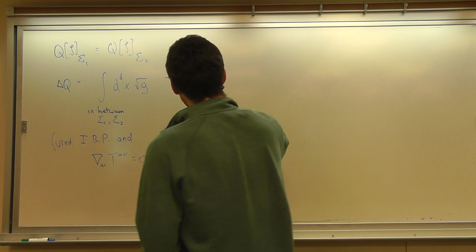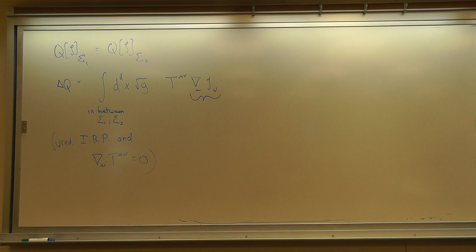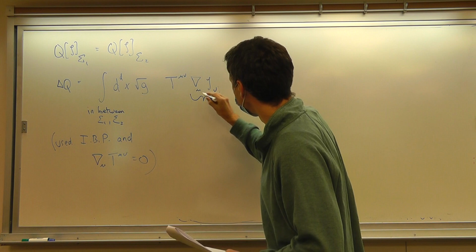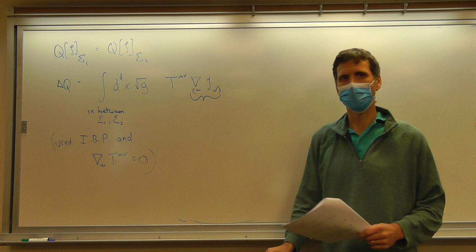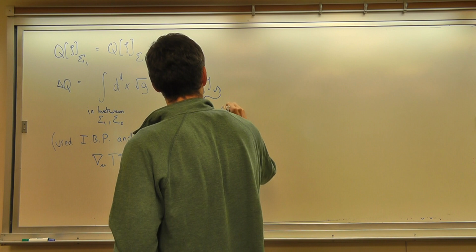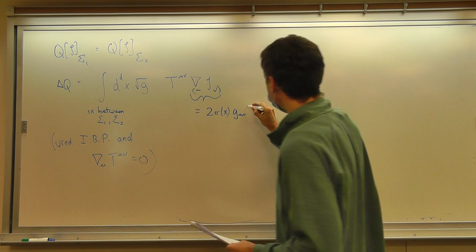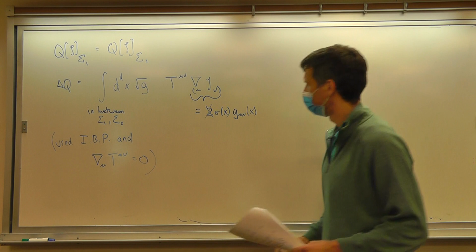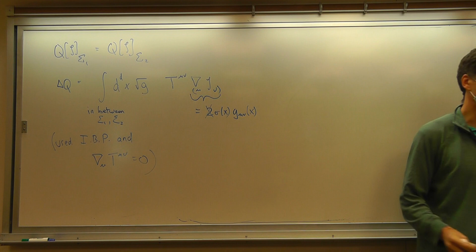Now, this term here, we said this is a conformal transformation, and first of all, it's being contracted into the stress tensor, which is symmetric. So I'm free to replace this by its symmetric part. And now that's the formula for the Lie derivative of the metric, so I can plug that in. So this is equal to sigma of x, g mu nu of x. Sorry, there's no 2 there. There were 2s on both sides of the equation.